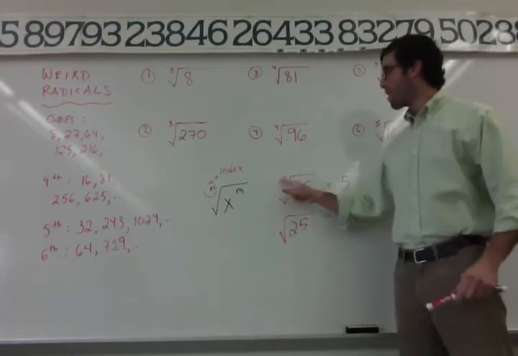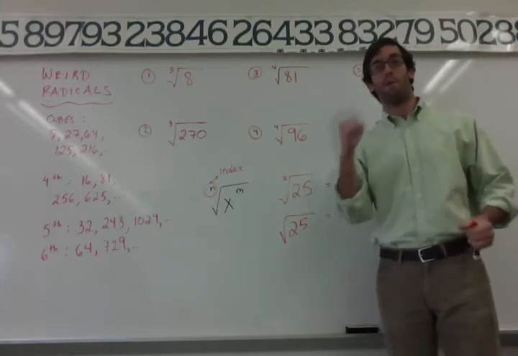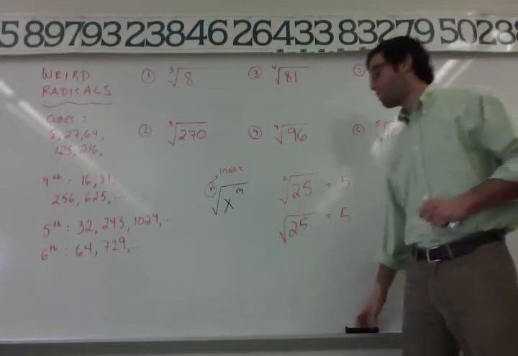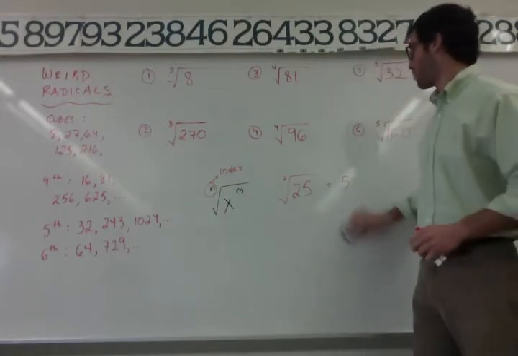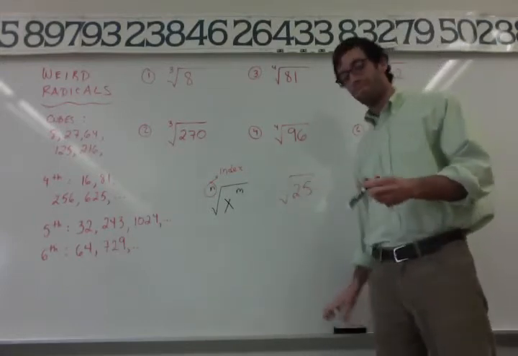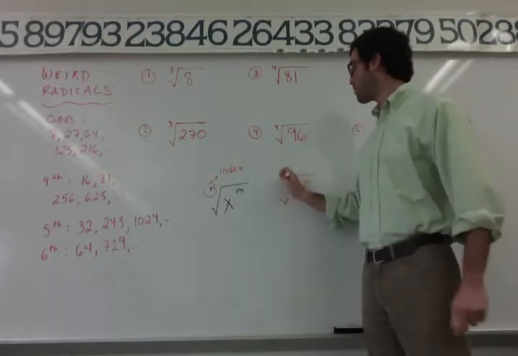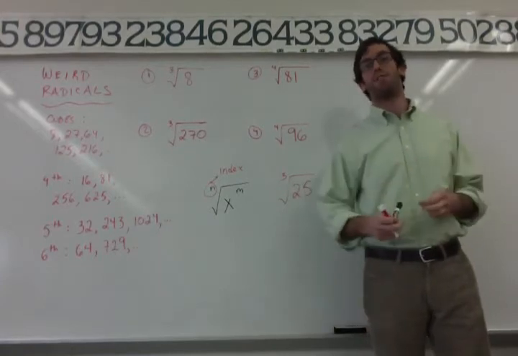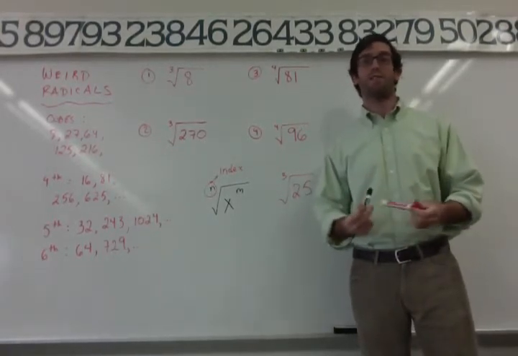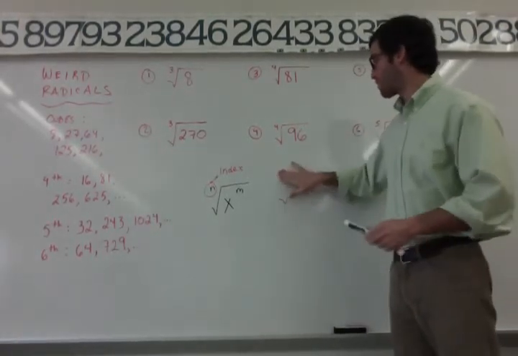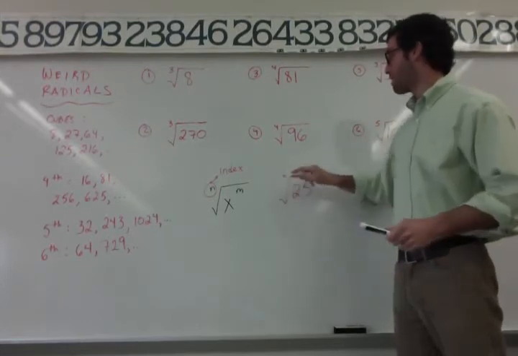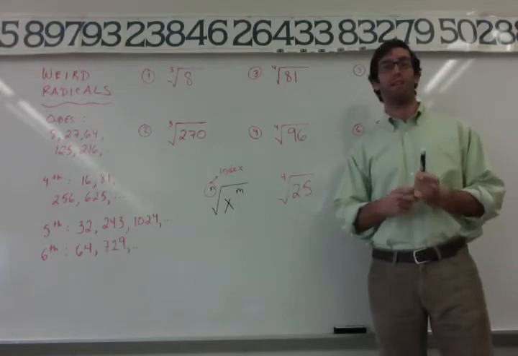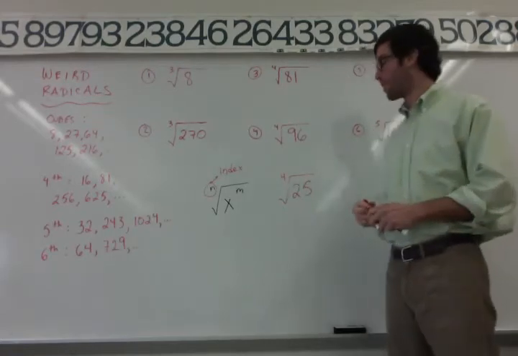But the number up there tells you how many times you've got to multiply something by itself to get this value. So like the cube root of 25 would not be a rational number. Nothing times itself 3 times could give us 25. We couldn't simplify that. Same with the 4th root of 25. This would mean what times itself 4 times would give us 25? Well, it's not going to be a rational number.